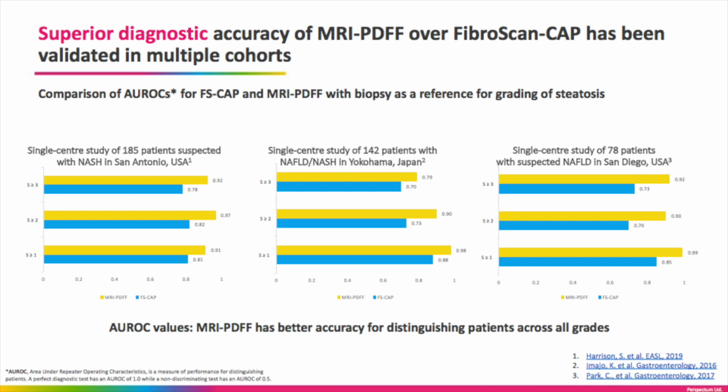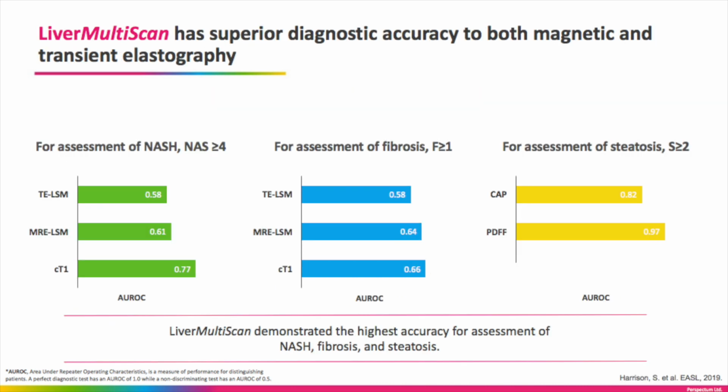All 3 publications very similarly show that across all grades of hepatic steatosis, the area under the curve for MRI-based PDFF, the yellow bars, is better than the area under the curve for FibroScan's CAP value, the blue bars, which once more demonstrates that MRI-based PDFF has better accuracy for distinguishing patients with liver fat across all grades of steatosis on liver biopsy. On this other slide, we can see this prospective study of 185 subjects with suspected NAFLD.